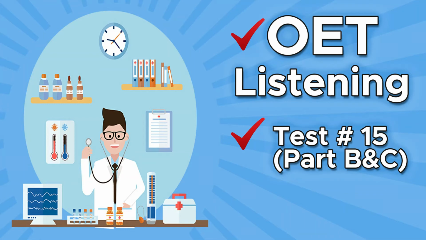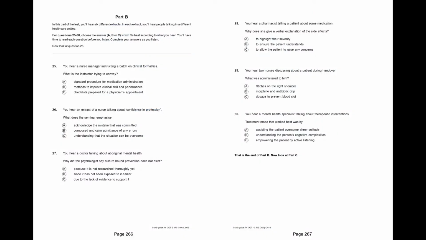Part B. In this part of the test, you'll hear 6 different extracts. In each extract, you'll hear people talking in a different healthcare setting. For questions 25 to 30, choose the answer A, B or C which fits best according to what you hear. You'll have time to read each question before you listen. Complete your answers as you listen. Now look at question 25.